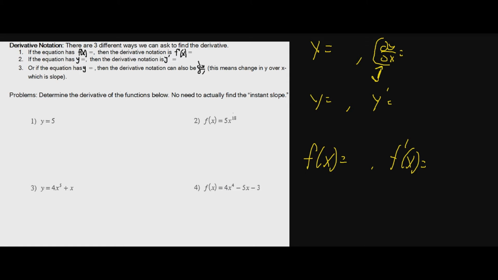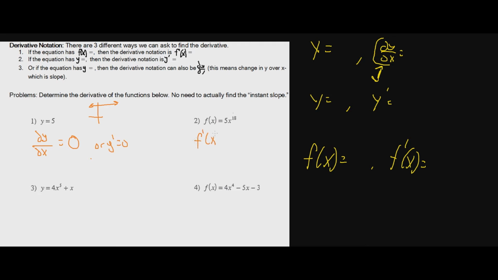So let's go over here. Determine the derivative of the function below. Well, y is equal to 5. Well, this will be dy over dx, right? Our instant rate of change. Well, it's just 5. So if you were to graph this, it's just a straight line. Again, this doesn't have any rise over run or any instant rise over run. So it's just 0. Or you could write this as y prime is equal to 0. I'm just showing you 2 different ways here.